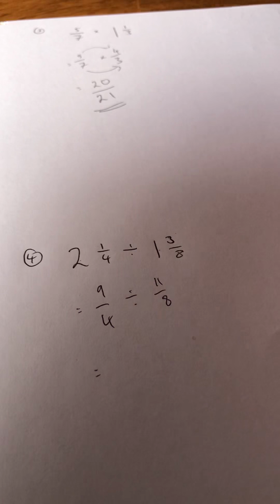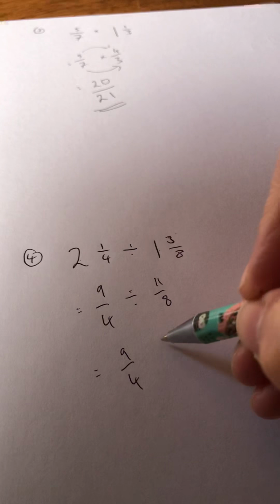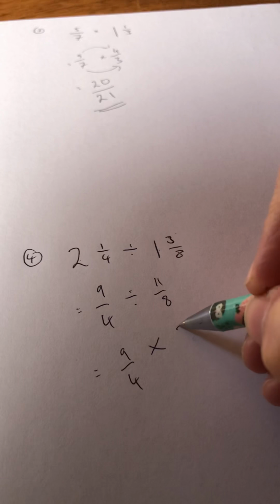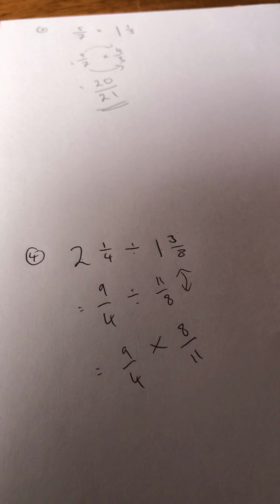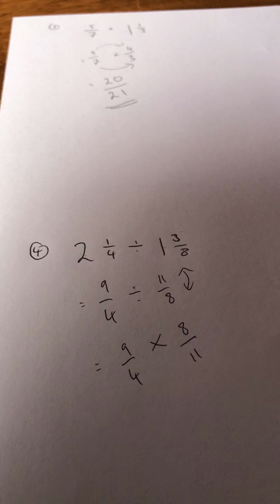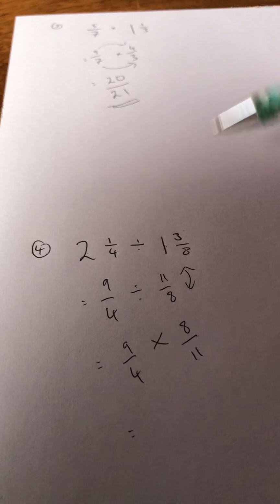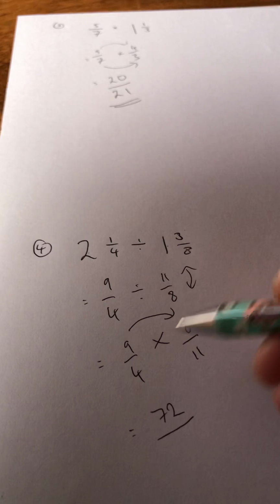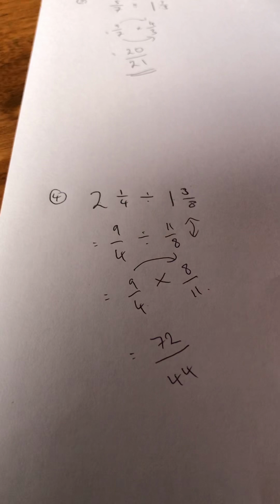Division of the fractions, you need keep, change, flip. Keep the first one, change the sign to a multiplication sign, and flip the second. So you're turning it upside down. In technical terms, we are multiplying by the reciprocal. Now we're back to where we were with multiplication. You just need to multiply the tops. So 9 times 8 is 72. 4 times 11 is 44.